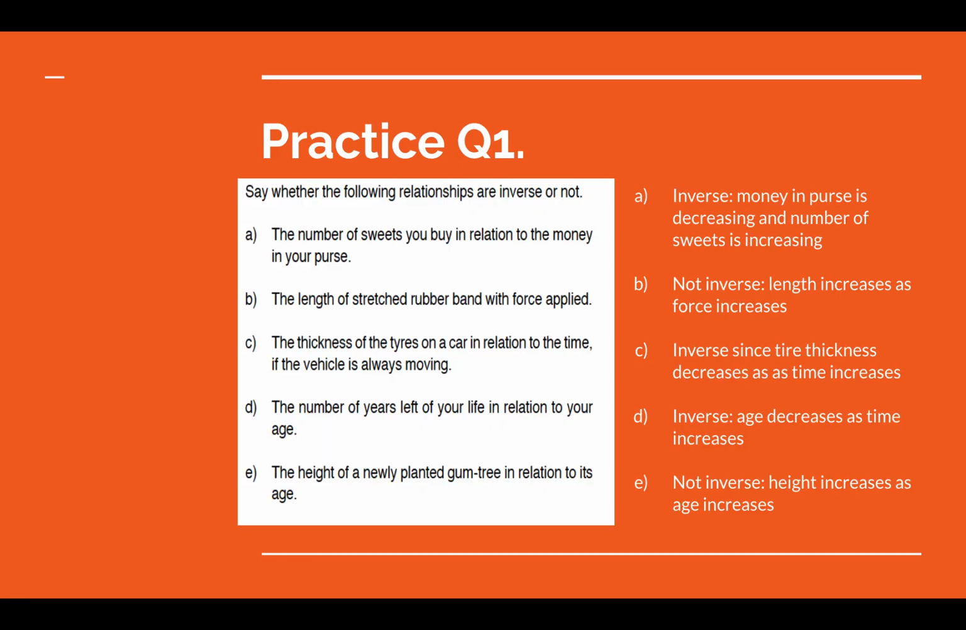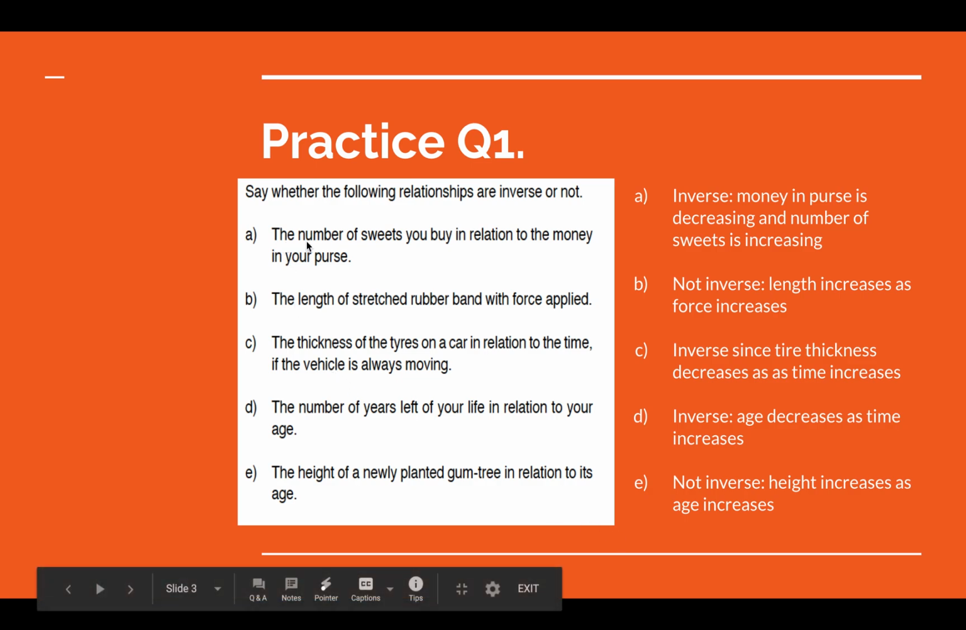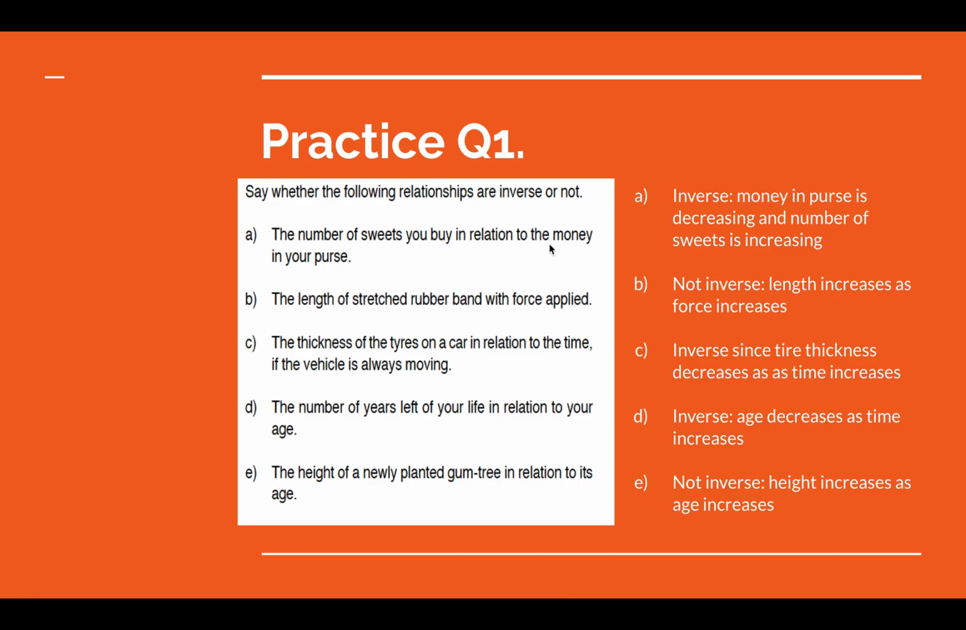So for our exercise, we are going to be seeing how these examples come out, whether that relationship is going to be direct or inverse. Let's take a look at A. The number of sweets you buy in relationship to the money in your purse. The more sweets that you buy, the less money in your account, so sweets is going up, money is going down. That's an inverse relationship as described earlier.